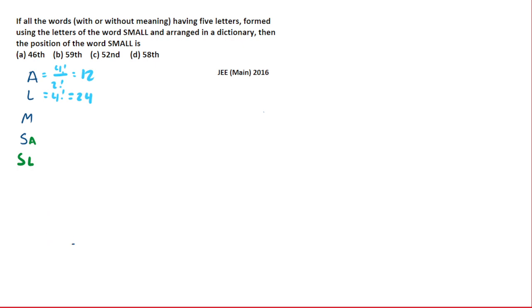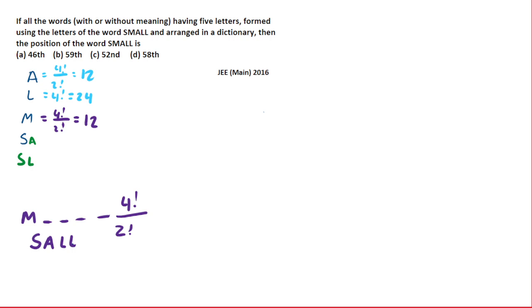Let's also do this with M. The remaining letters are S, A, L, L. Again, like with A, there are 4 factorial ways, but since there are 2 L's, you need to divide this by 2 factorial. So I'll just write that down. And you may be asking why I should divide it by 2 factorial, and I'll explain it now.